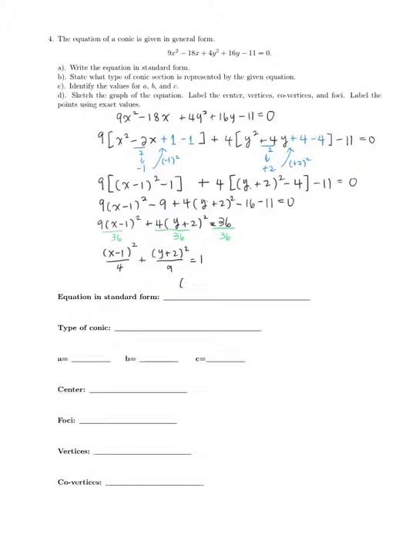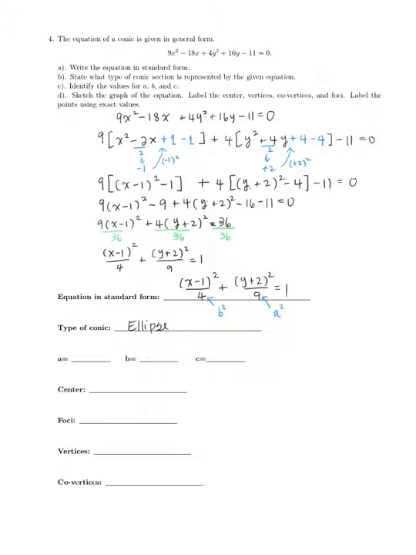Let me copy and paste. All right, here's the equation. Type of the conic: an ellipse. Now we have to determine the a's and b's and c's. Note that here our 4 is going to be the b squared, and this is going to be the a squared. So now let's get a, b, and c.